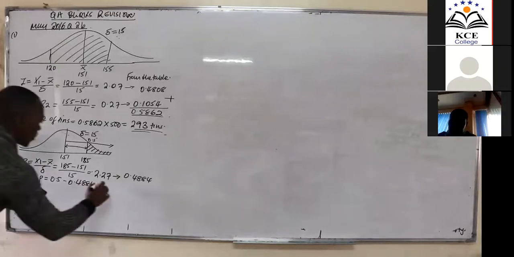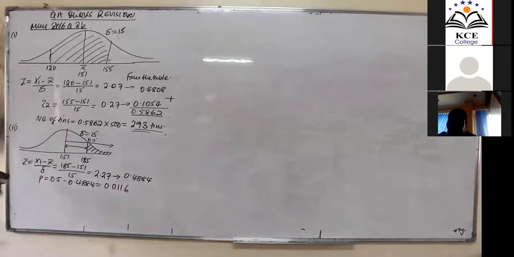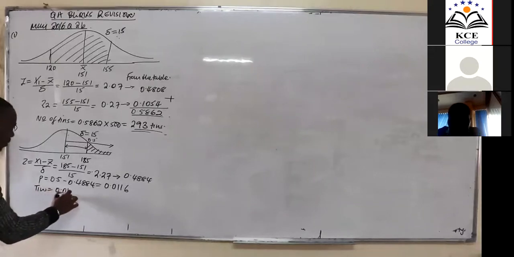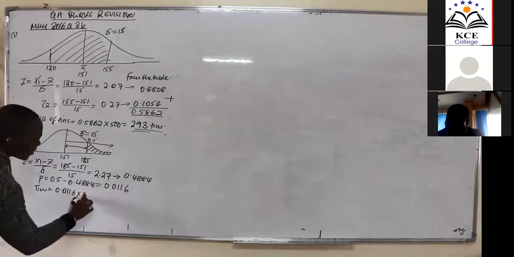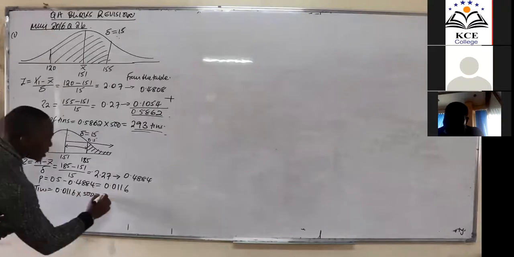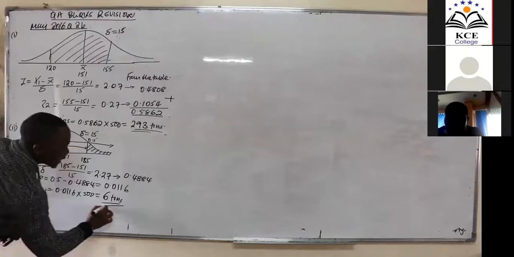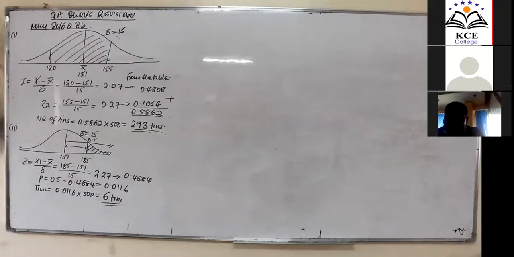You get a probability of 0.0116. So to get the number of tins, you take 0.0116, you multiply by 500 to get approximately 6 tins.